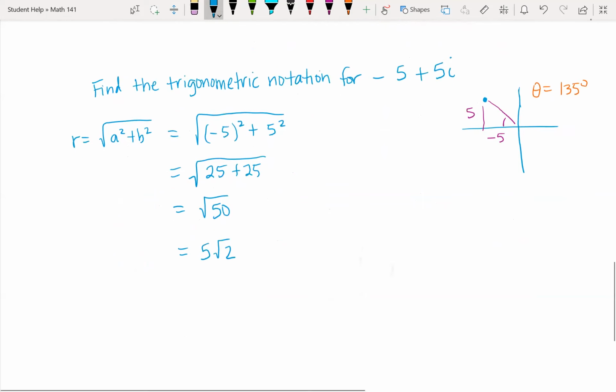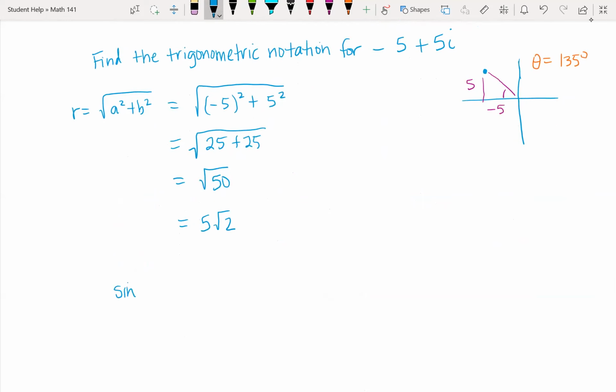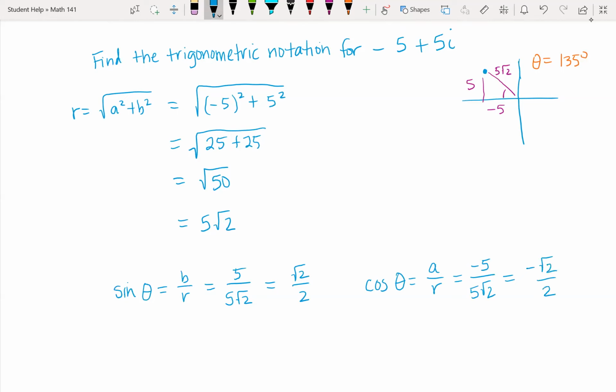Okay. Then we'll figure out the sine. So let me draw that there. This is 5 root 2. The sine of theta is going to be b over r, or 5 over 5 square root of 2, which is going to simplify to square root of 2 over 2, right, if I rationalize the denominator. Cosine theta is a over r, or -5 over 5 root 2. So that'll be negative square root of 2 over 2.